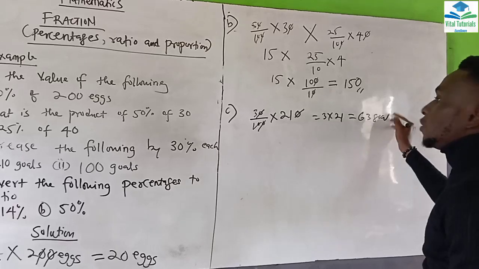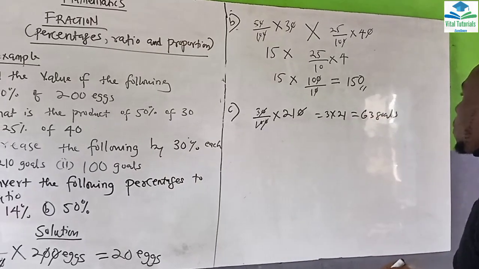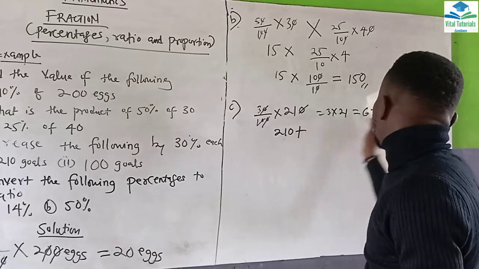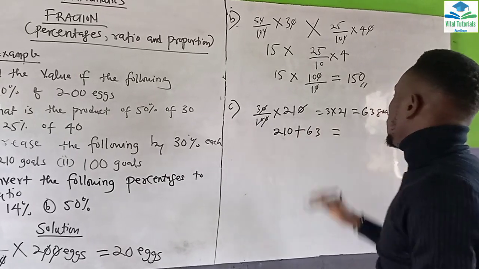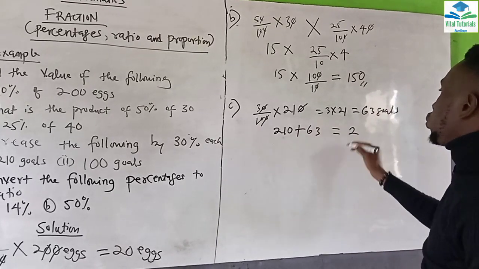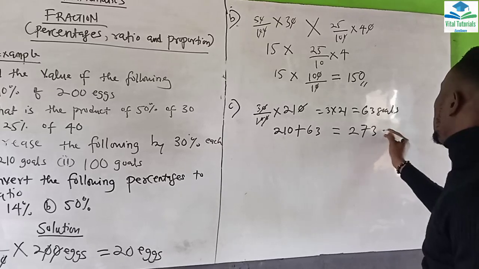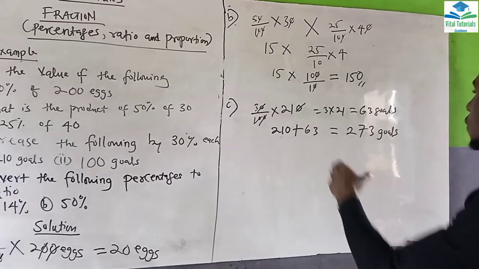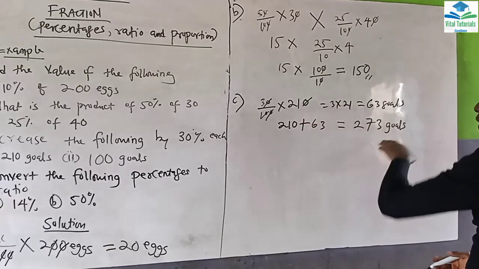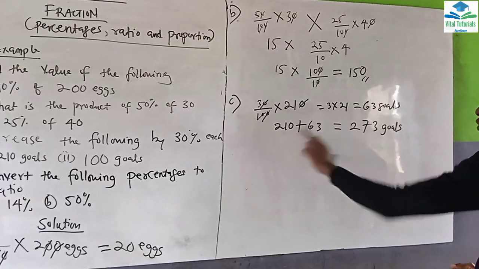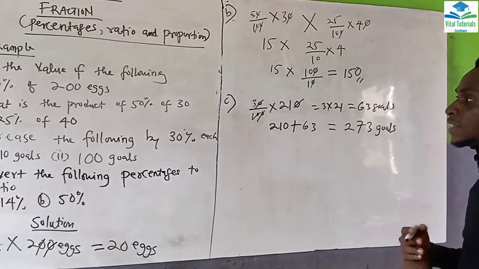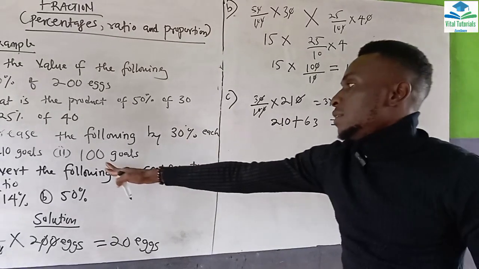63 goals. They say you should increase, right? What it means is that you now take this original 210 and add that 63. This will give you 273 goals. You can see that because we are asked to increase, when we take 30% of this, we add it to the original 210 goals. But if we have to decrease, instead of adding it, we reduce it. That's the difference.